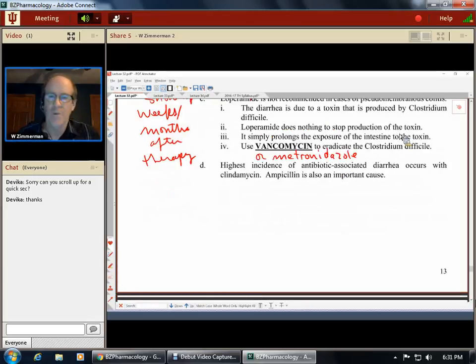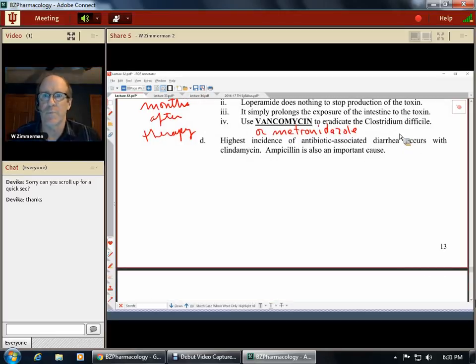Let's see, I noticed at the bottom there, I just went by this, ampicillin is also an important cause of Clostridium overgrowth. That's when it's given orally. You're much better off to use amoxicillin orally. It was the oral ampicillin, and amoxicillin gets a lot better absorption, so you'll avoid some of this problem.